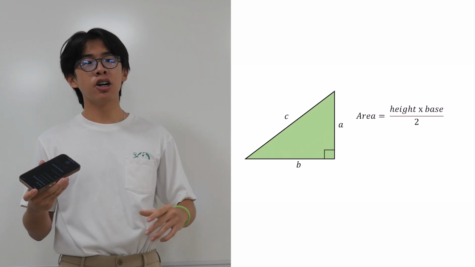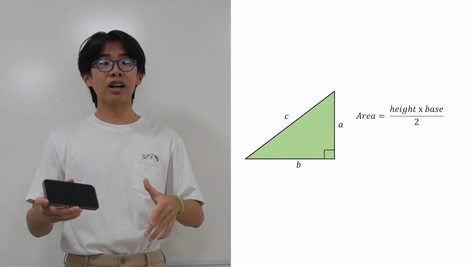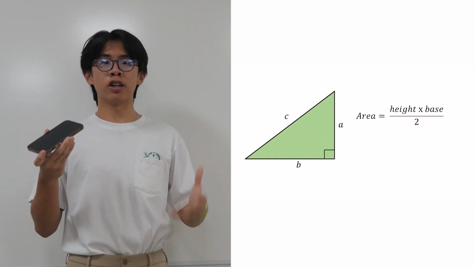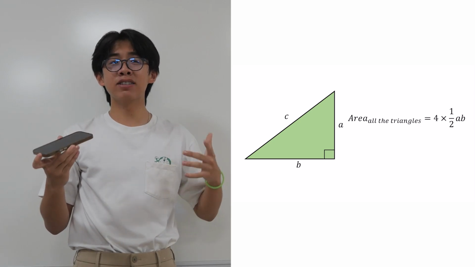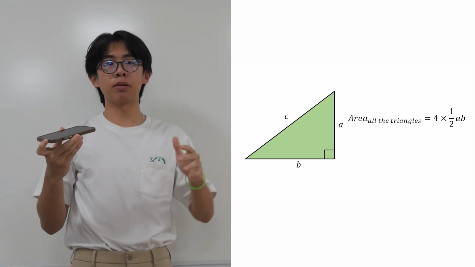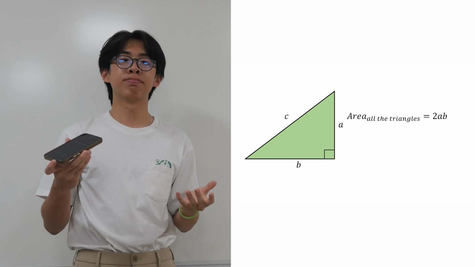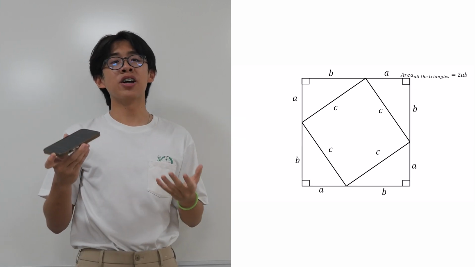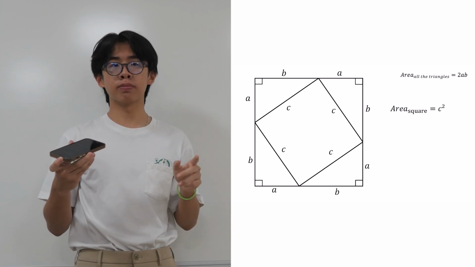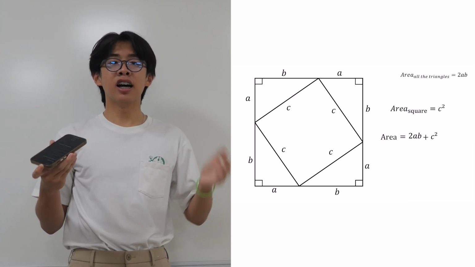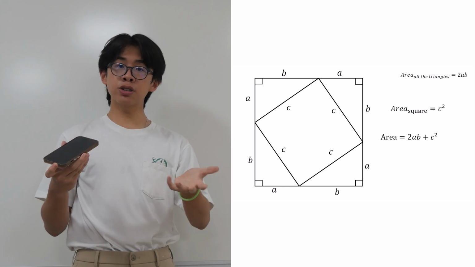Each triangle has an area of height times base divided by 2. So putting in our variables, we have 1/2 of ab. And since we got 4 of them, that gives us 4 times 1/2 of ab, which equals 2ab. Now, the square in the center has side c, so its area is simply c squared. So the total area is 2ab plus c squared.